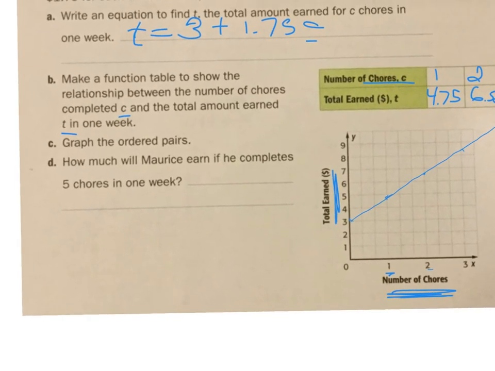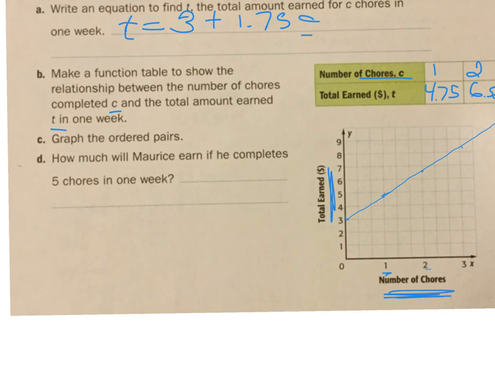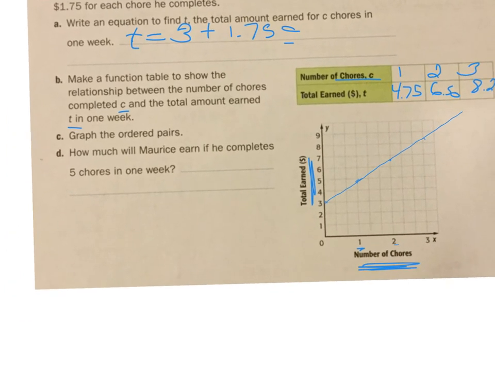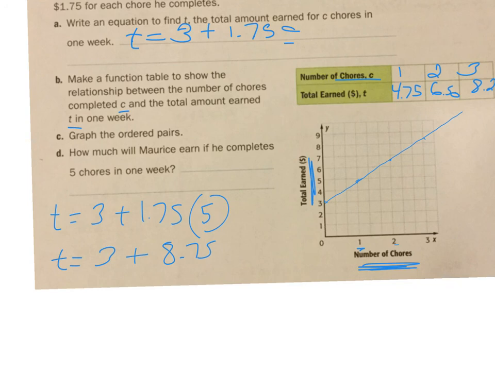How much will Maurice earn if he completes 5 chores in 1 week? So all we've got to do is total that he earns, 3 plus 1.75 times 5 chores. Okay, so 1.75 times 5 equals 8.75. Bring down the 3, T equals. So 8.75 plus the 3 that he earns for an allowance, he will be getting $11.75. Okay, there's your answer.